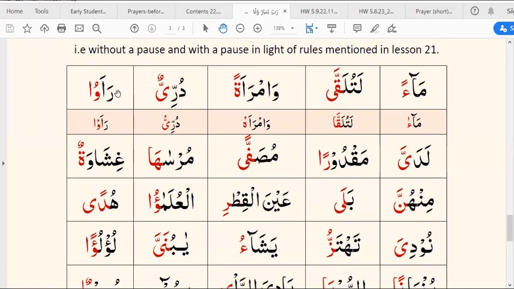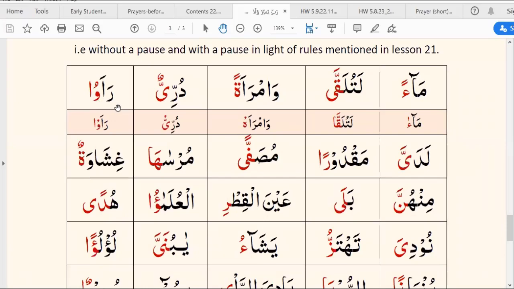Okay, what's this one here? I will say it first, and then you just follow. Ra'a'u. Ra'a'u. Good, yes, that's right. Yeah, ra'a'u. Ooh, good.